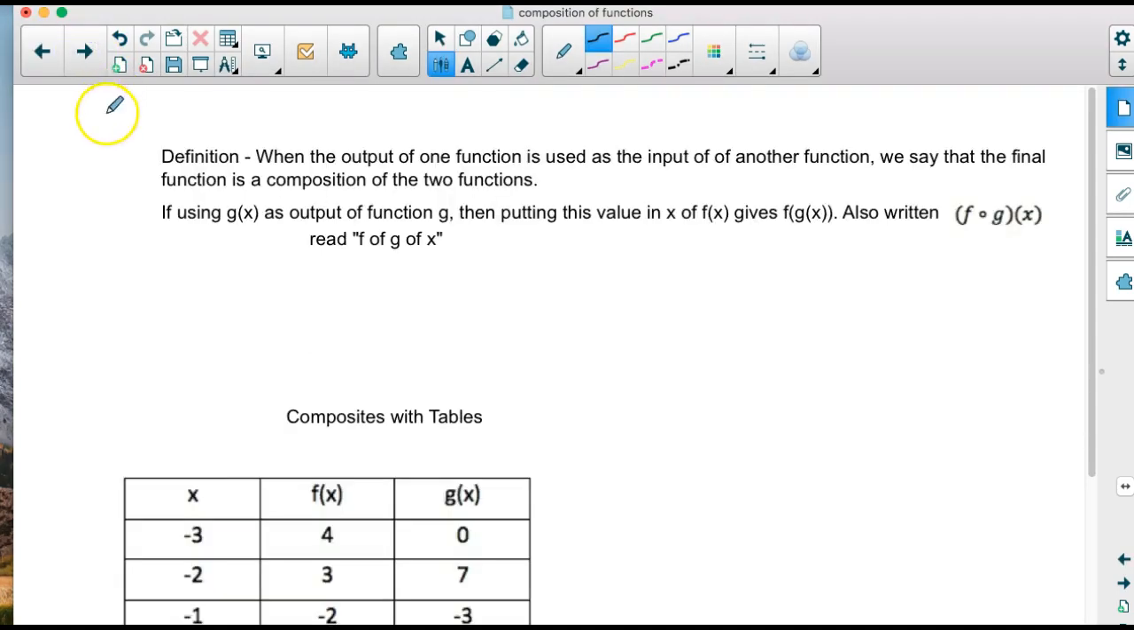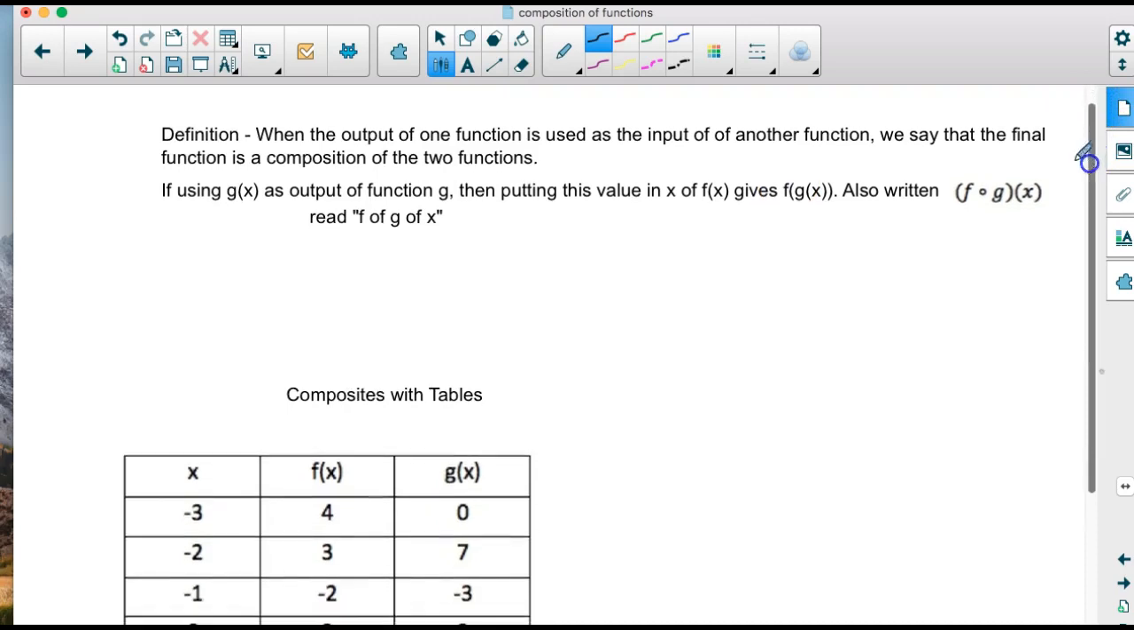Okay, let's start with the definition. The definition is when we put the output of one function into the input of the other. And then we say it's a composition of the two functions. It's usually written this way, f parentheses g of x, or it's written with a little circle there, f circle g of x. These are the same. It's read f of g of x, f of g of x. It can be reversed also. You could go g of f of x. All right, so that's the definition. We're going to place the output of one function into the input of the other.